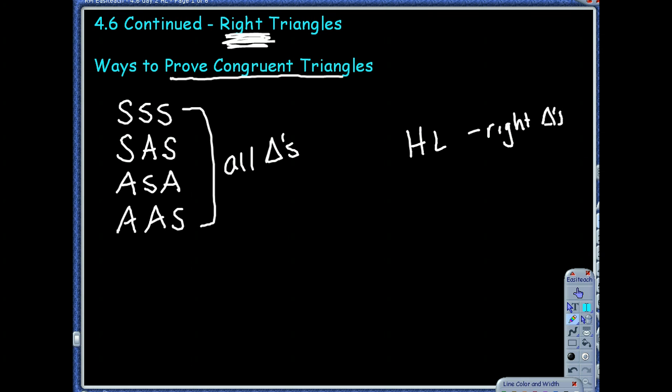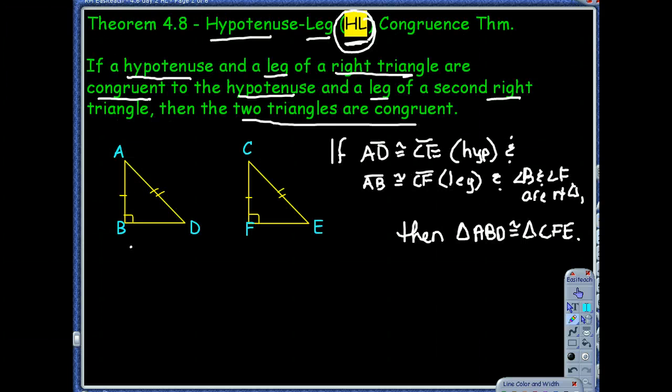Now, that doesn't mean HL will be used in proving every set of right triangles. Sure, because if I don't have a hypotenuse at all and I have those two legs, I would still have side angle side. So let's say these sides were given congruent instead of the hypotenuses, then you could prove by side angle side. We've done that before.